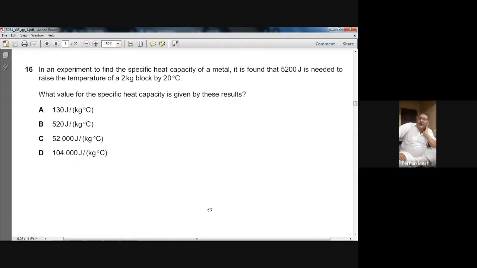Everybody understands the formula we use. Heat is equal to mc delta theta, and we calculated the value of c, the specific heat capacity. Sir, its formula also is the thermal energy divided by mass multiplied by delta theta. Yes, sir. Okay, done. So, A choice.